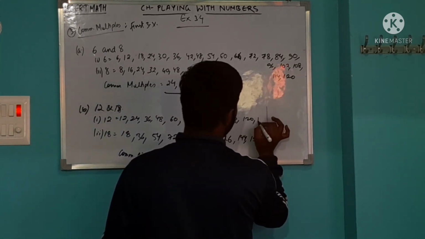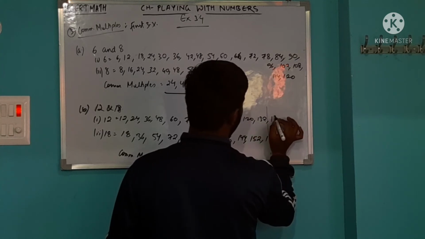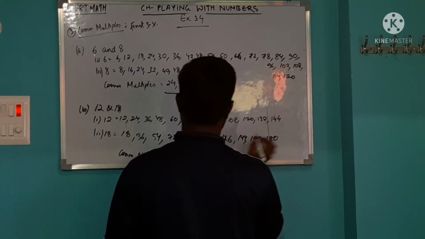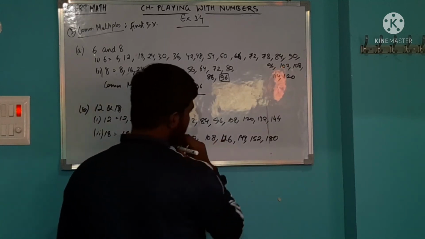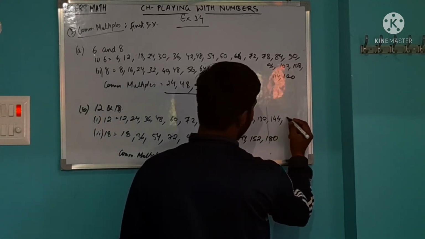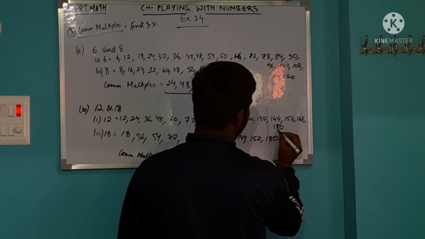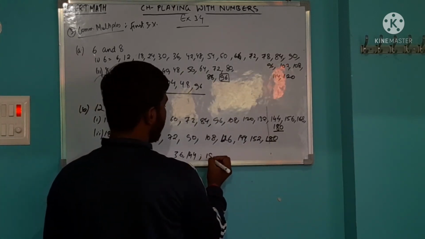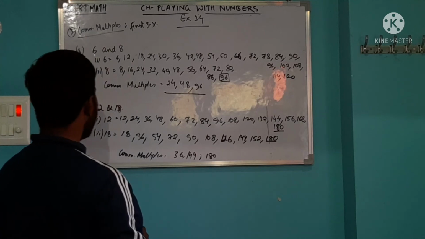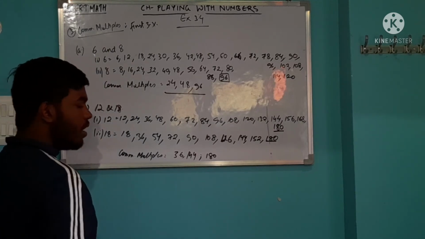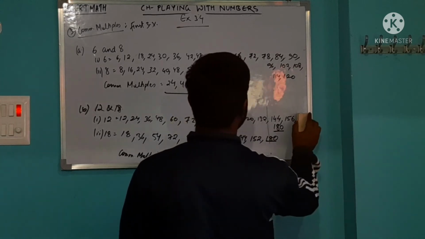We need to write some further multiples: 132, 144, again we get 144 as our common term, 156, 168, 180. So our third term will be 180. So these are the three common multiples of 12 and 18: 36, 144 and 180. So let's move forward and see our next question.